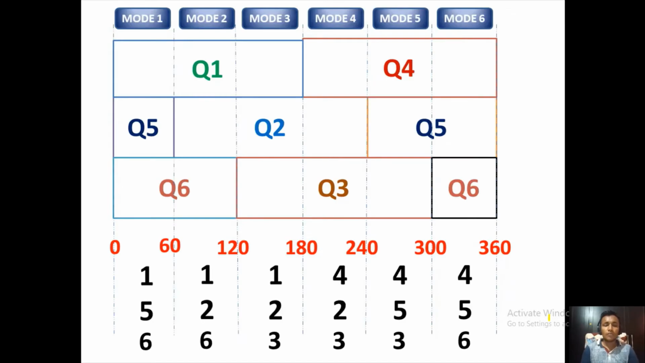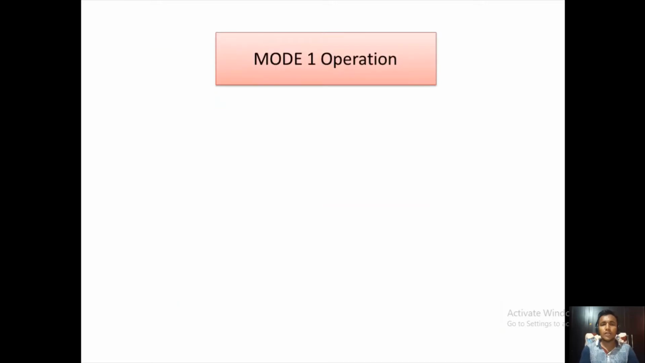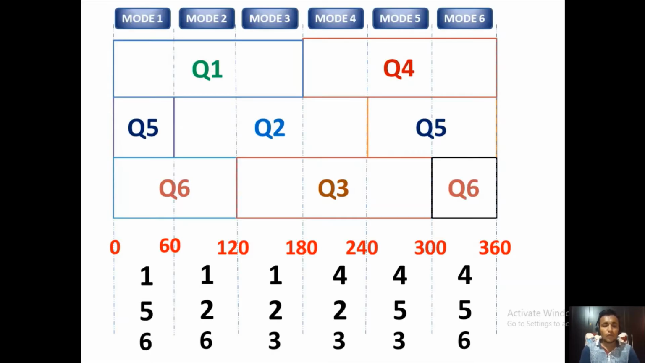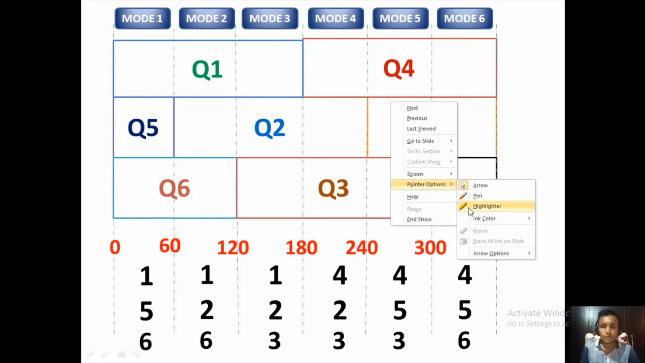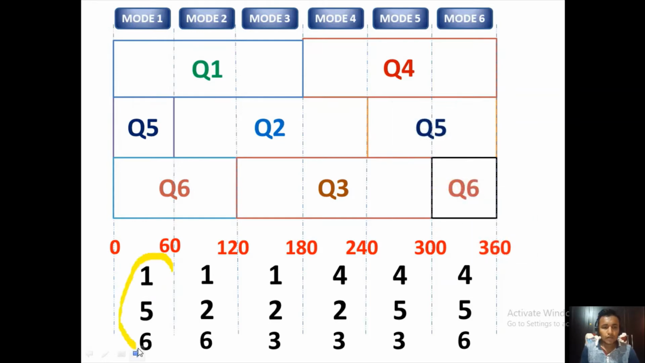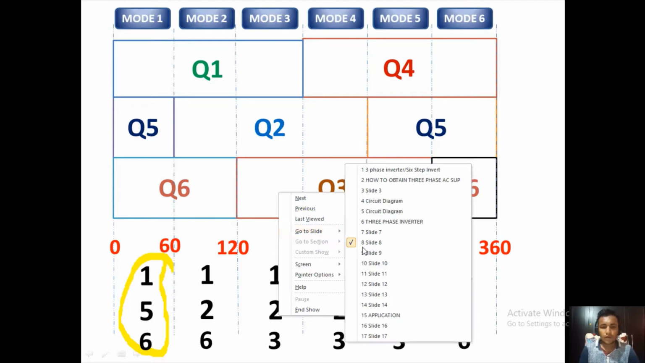Now we have to see the circuit response during every mode. So first of all we will study mode 1. We know that in mode 1, thyristors 1, 5 and 6 are on. You can see that is mode 1. In mode 1 the thyristors 1, 5, 6 are on.